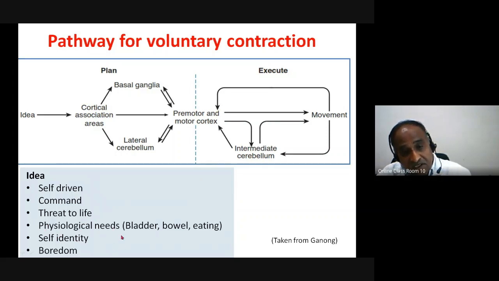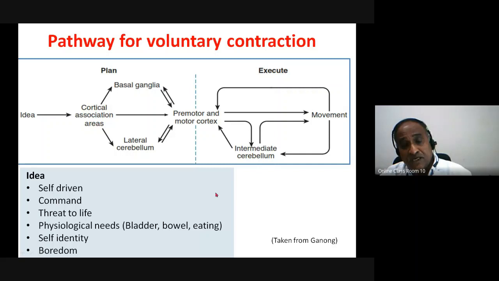Or there are physiological needs. Physiological need means bladder emptying or a bowel demand. So the emptying of the bowel or bladder is trying to force you to do voluntary actions: go find a social place where you can go to the restroom and empty your bowel or bladder. Or eating because you are hungry, that is another driving force, the physiological need.